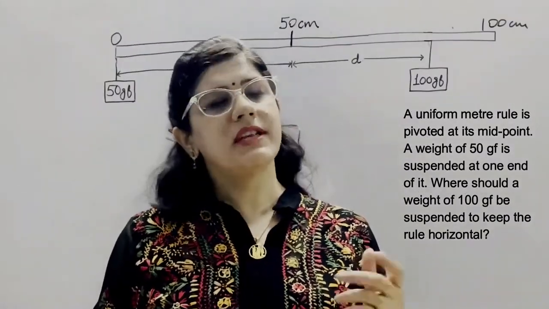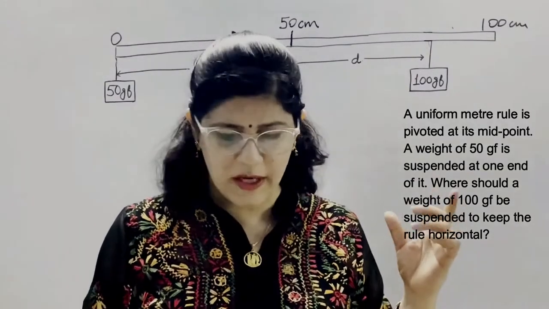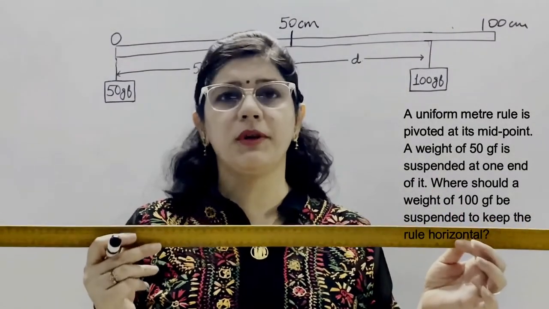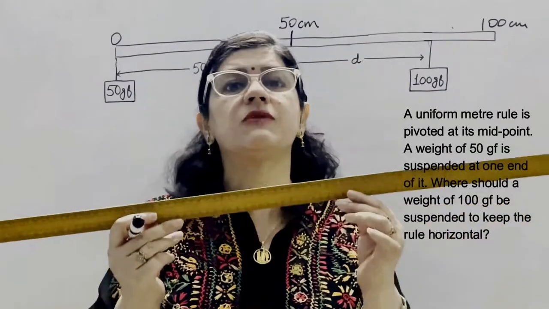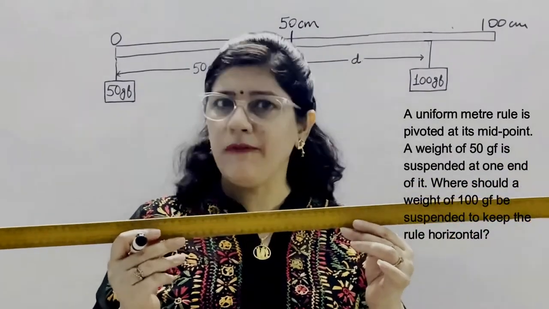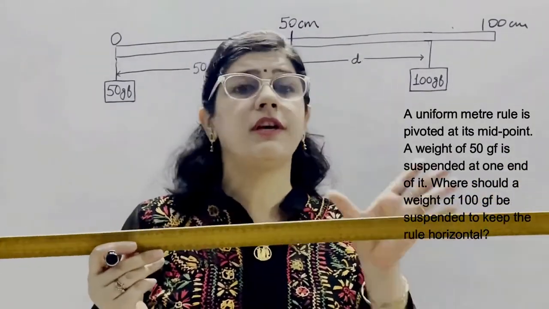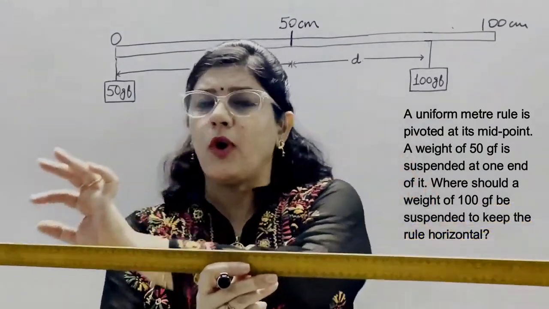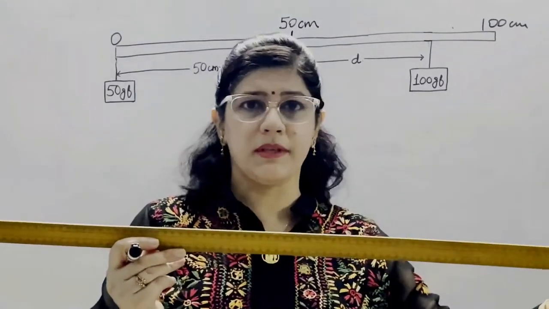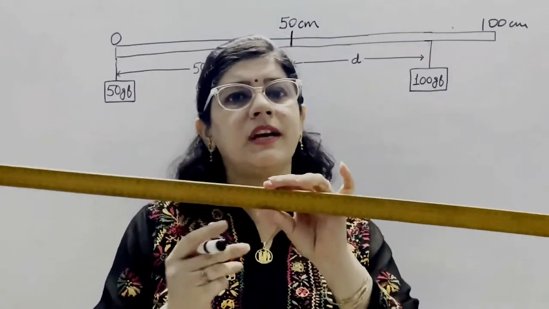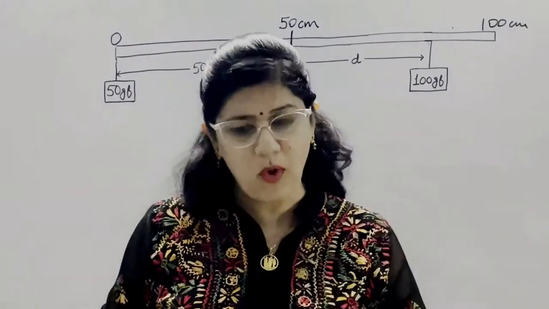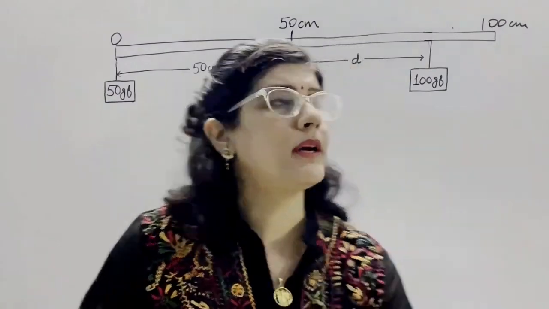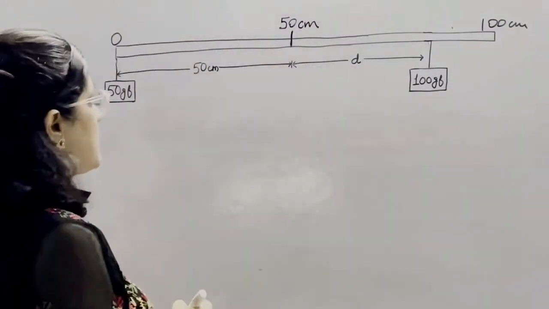Now let us start with a very simple numerical. According to this statement, we have taken a uniform meter rule and it is pivoted at its midpoint. If they mention in the question that we have taken a uniform meter rule, it means we have taken a meter rule from 0 to 100 centimeter and its center point is at the 50 centimeter mark. So automatically its midpoint lies at the 50 centimeter mark.